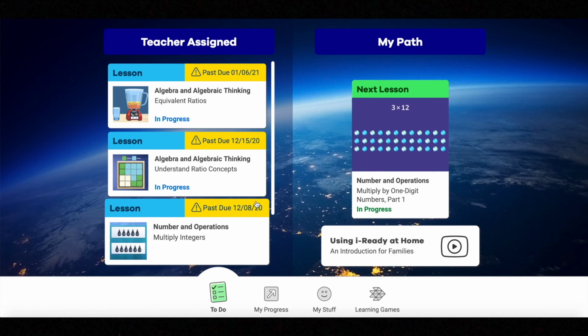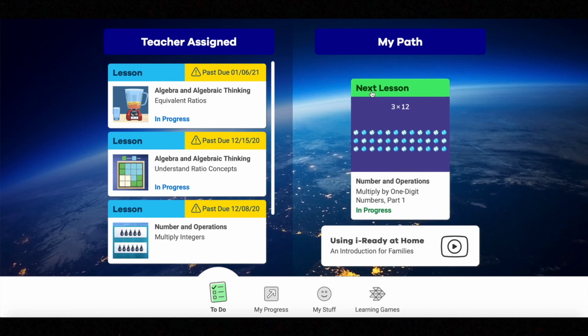Because we're back on our original page, you can see the same lesson, numbers and operations, multiplying by one-digit numbers, part 1, is still there, and it lets us know we are in progress.